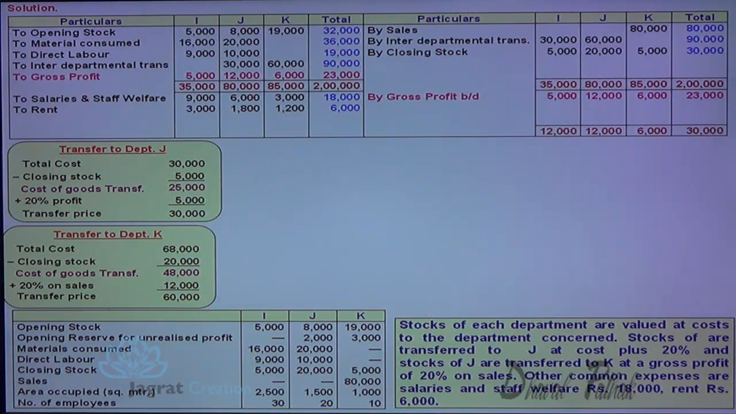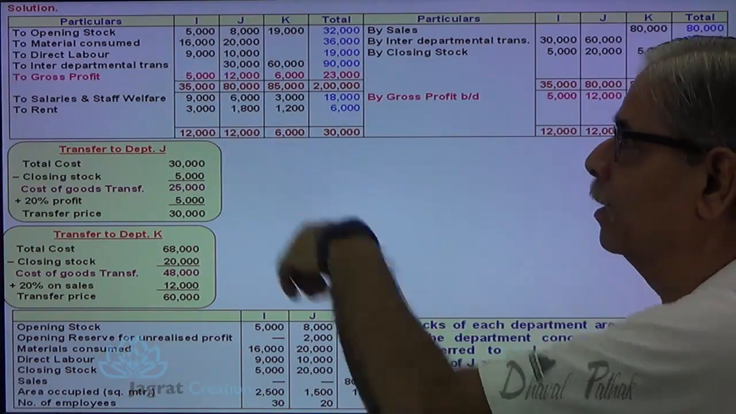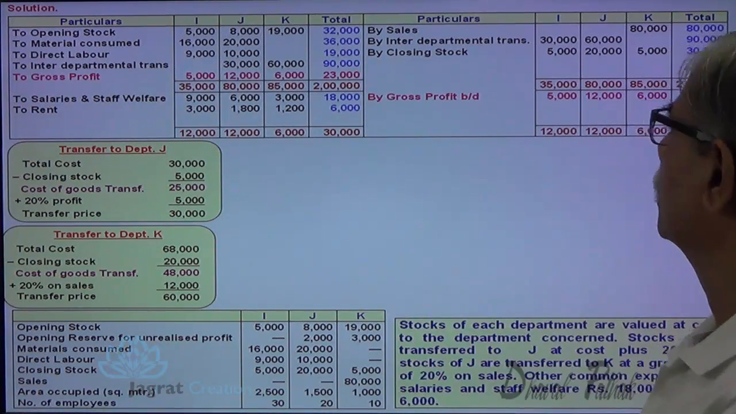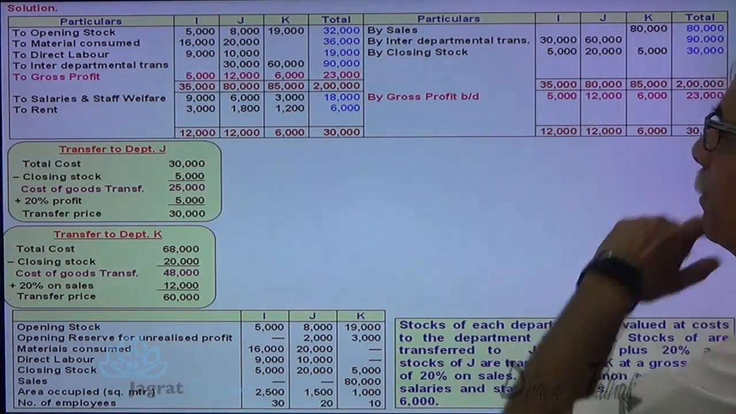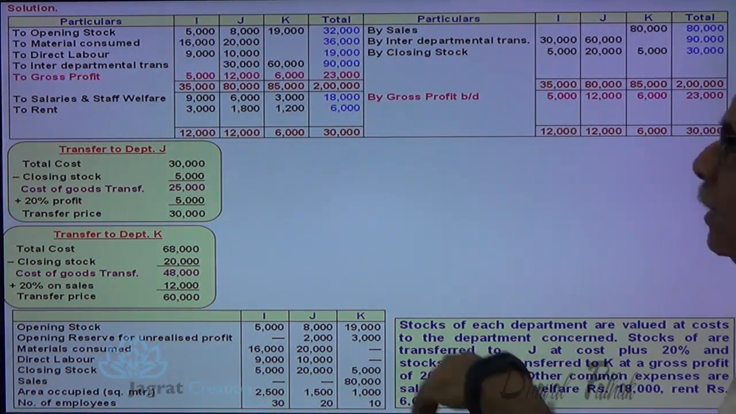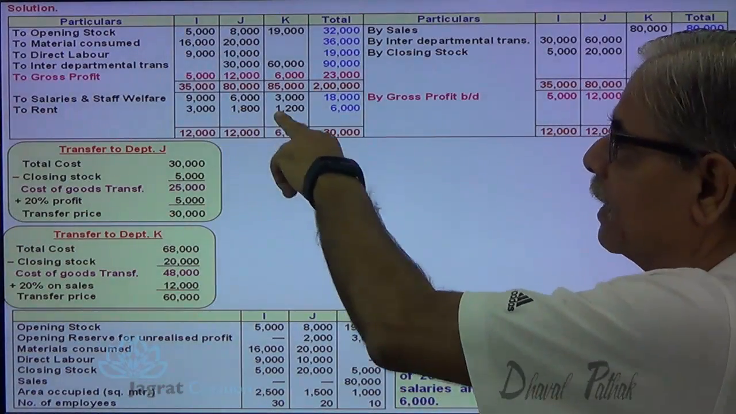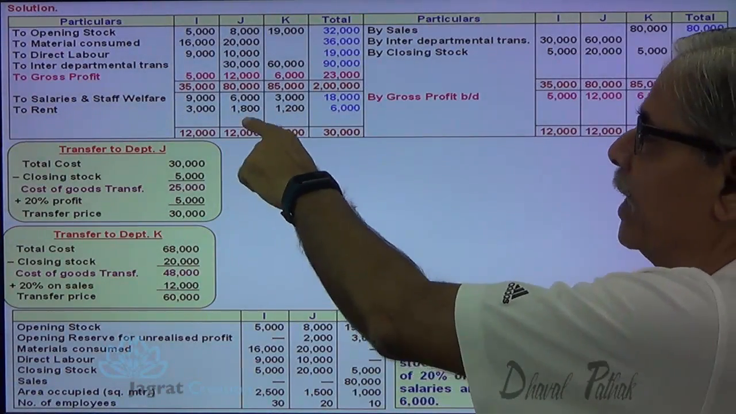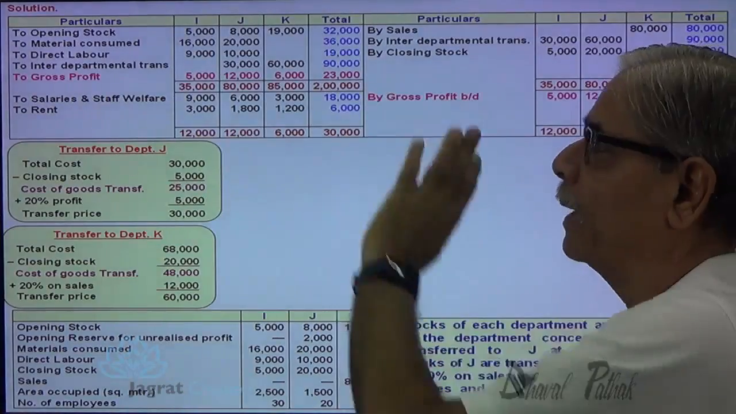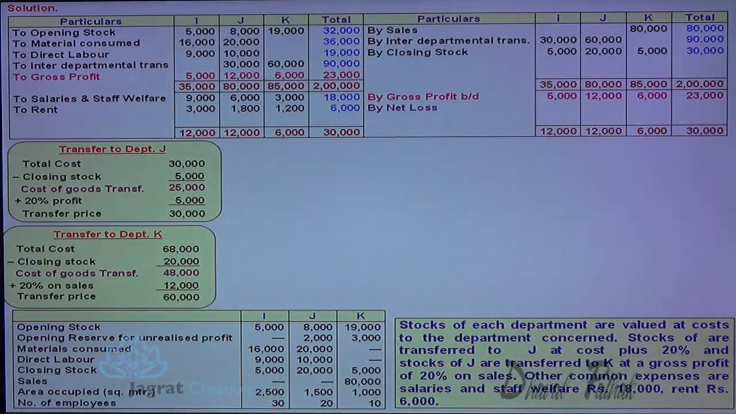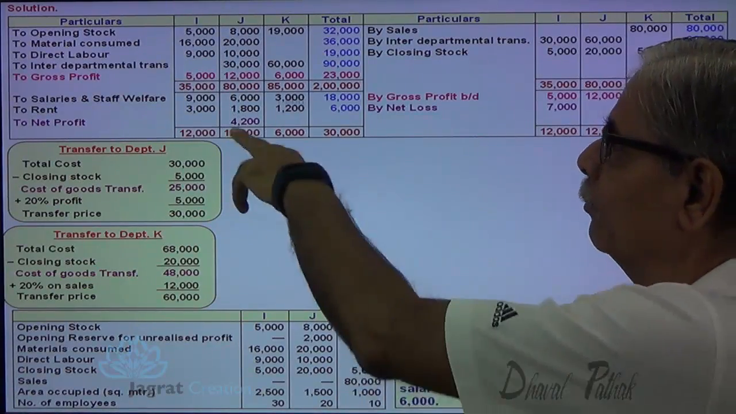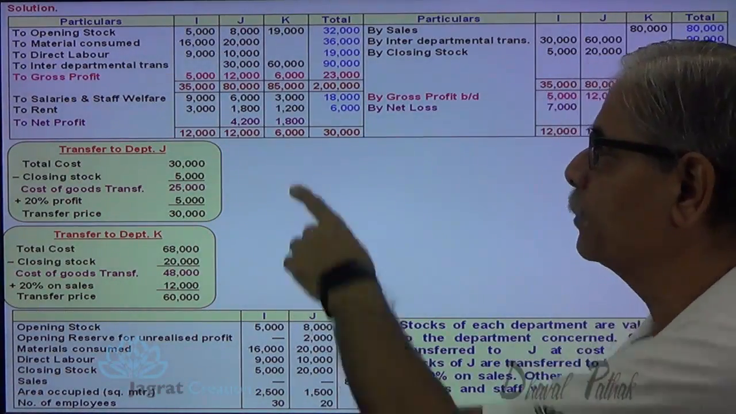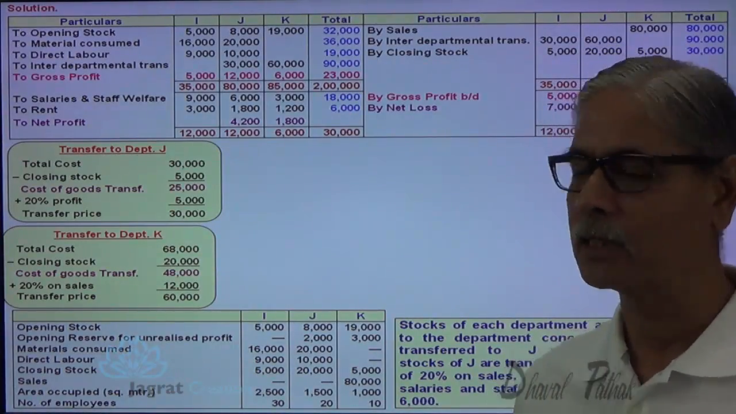Now let me find out the net profit. So 12,000 minus 9 plus 3, 12,000. 12,000 minus 5,000. So there is a loss. Here 12,000 credit, 7,800. So here there is a profit. And here 6,000 minus 4,200. So in J and K department there is a profit. But in case of department I, there is a loss. So loss identified to be 7,000. Profit identified in case of J and K 4,200 and 1,800. This profit will be credited to the credit side of profit and loss account.